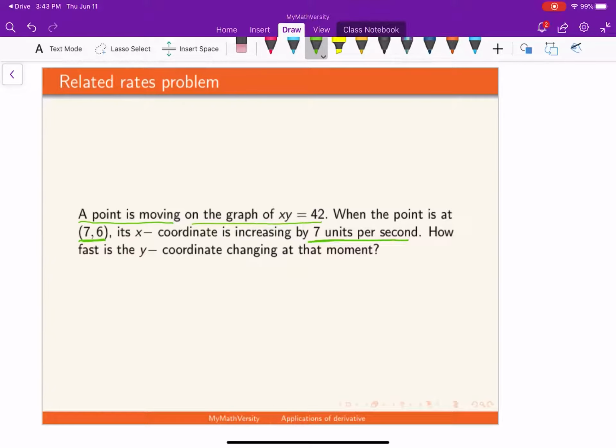Okay, it's not even a question, it's just given, right? When the point is at that location, its x coordinate is increasing by 7 units per second. The question begins here: how fast is the y coordinate changing at that moment? So if you do not get this question, first of all, spend a good amount of time to understand the problem. Now if you understand the problem, let's try to extract the information.